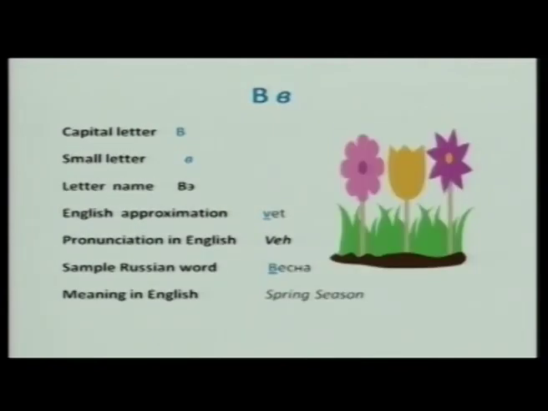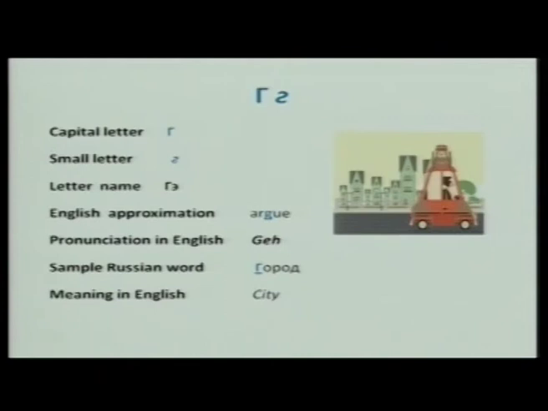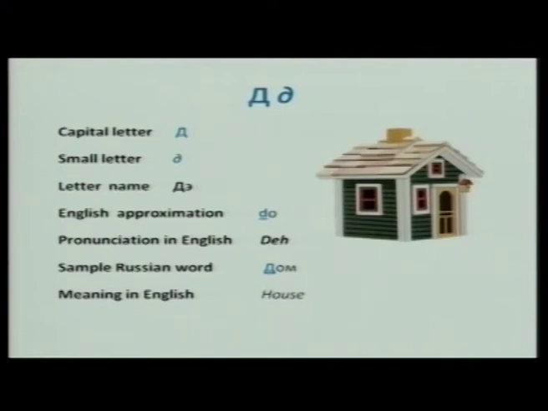Let us go to the next consonant. The next consonant is ve, as in wet. A Russian word for the letter ve is vesna, which means spring season. The next letter is G, as in argue. A Russian word for this is gorod, which means city. Let us go to the next consonant now. The letter is de, as in do. A Russian word for this is dom, which means house.